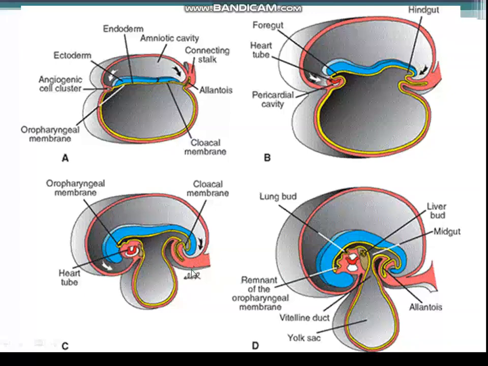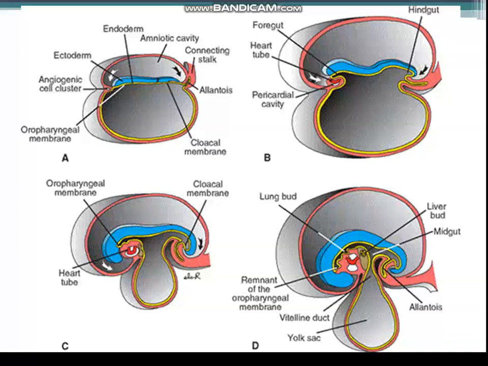In the cephalic and caudal parts of the embryo, the primitive gut forms blind-ending tubes, the foregut and the hindgut. Between them we can see the midgut. It remains temporarily connected to the yolk sac by means of the vitelline duct. Let's look here: the vitelline duct, the yolk sac, and the primitive gut tube.